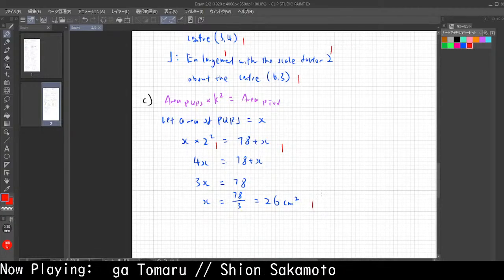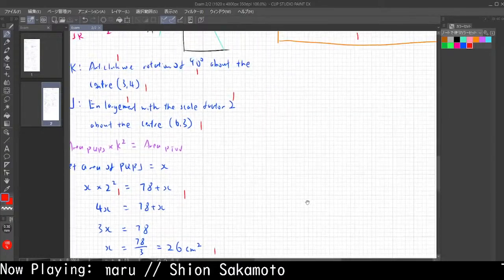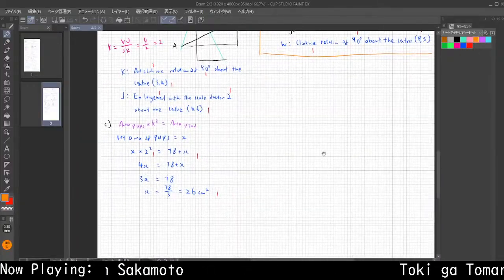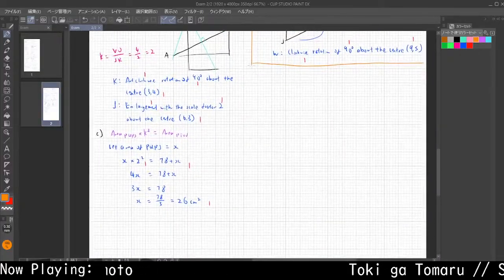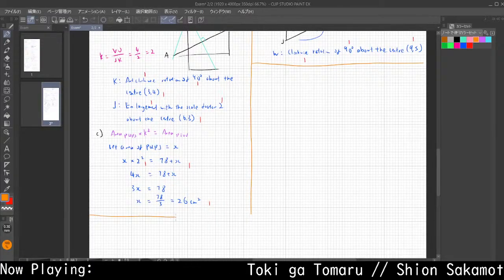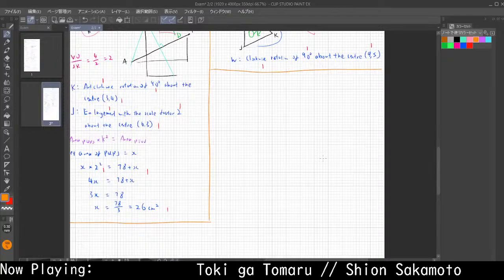Okay, question 14. Question 14, most of the ones that managed to do it, I believe, got it correct. This is just the usage of the formulas, although it might be hard for some.